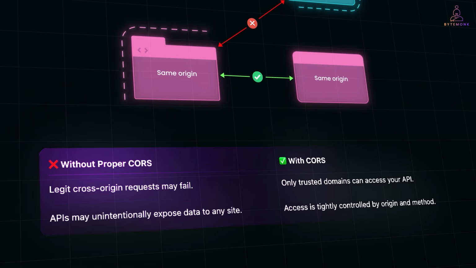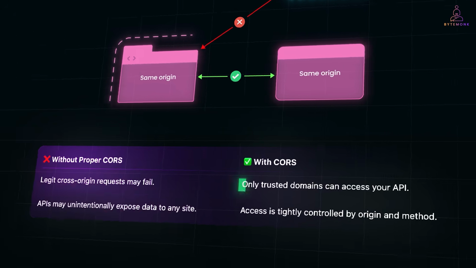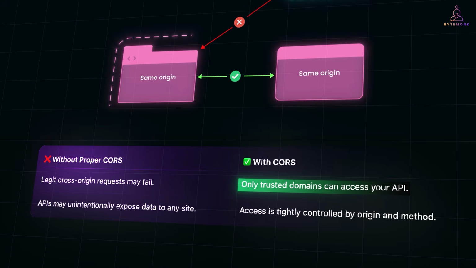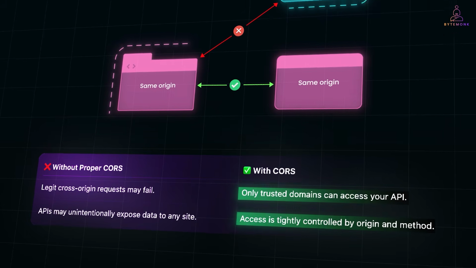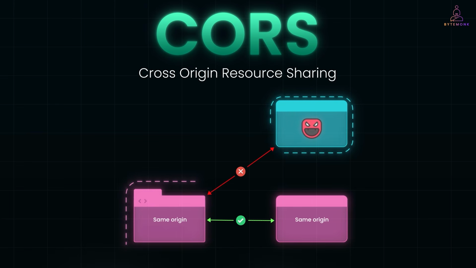So basically, without proper CORS, legit cross-origin requests may fail. APIs may unintentionally expose data to any site. CORS makes sure that only trusted domains can access your API, and the access is tightly controlled by origin and method. But headers don't just control what comes in and out.